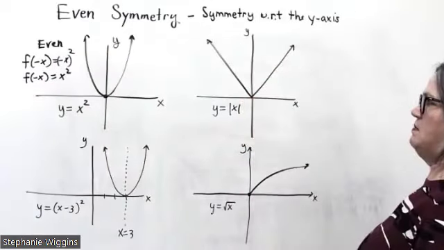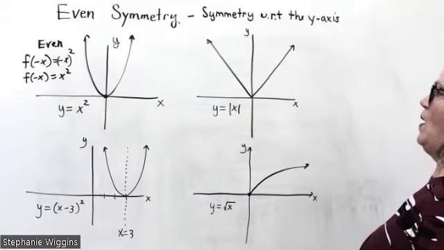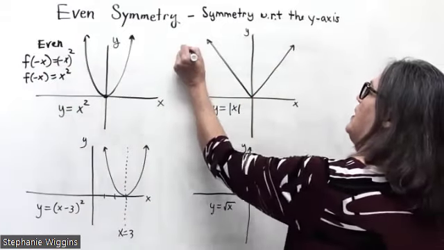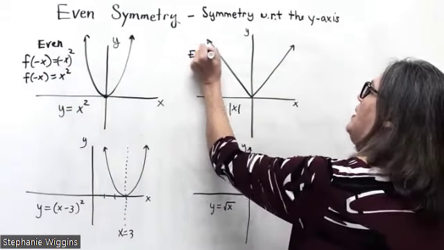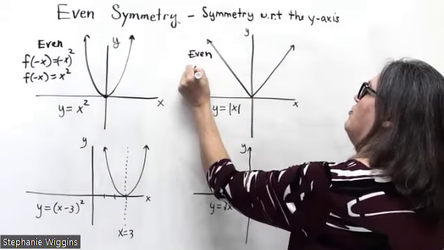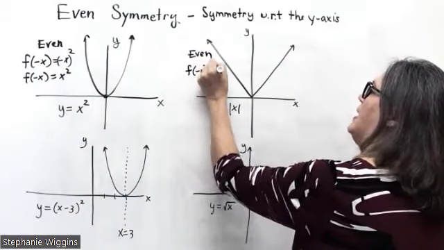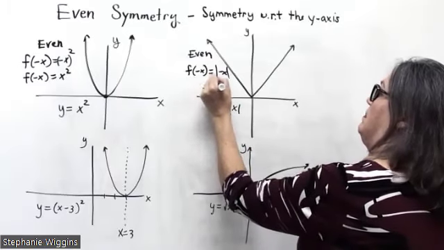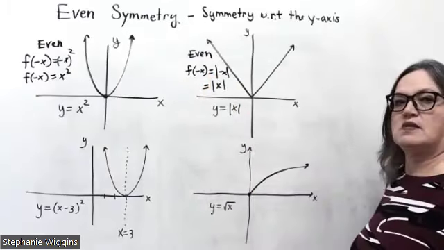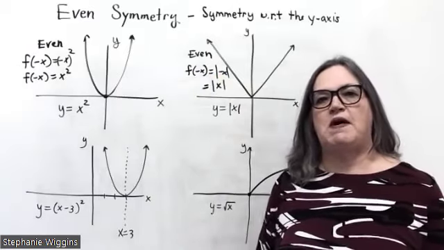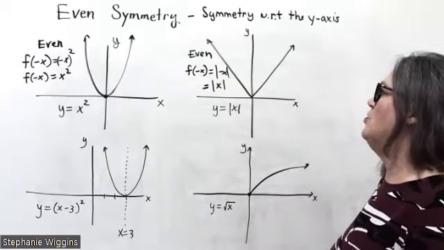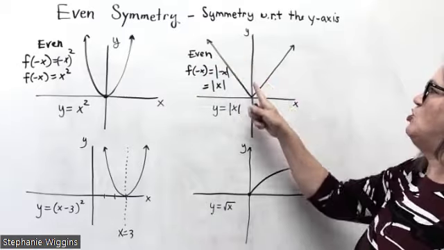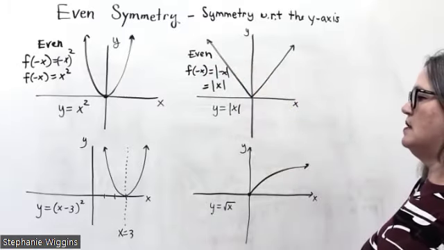This also is symmetric with respect to the y-axis. So this is also an even function, okay? And if you take f of minus x, you're taking the absolute value of minus x, and that's just the same as the absolute value of x. The negative gets absorbed by the absolute value. So this is an even function, and it's symmetric with respect to the y-axis.